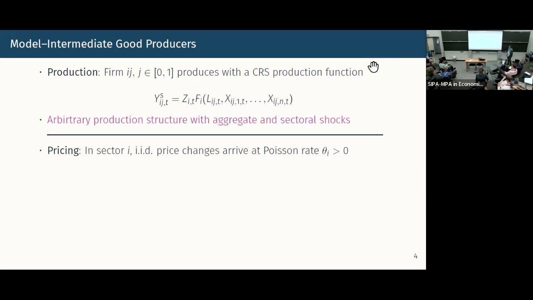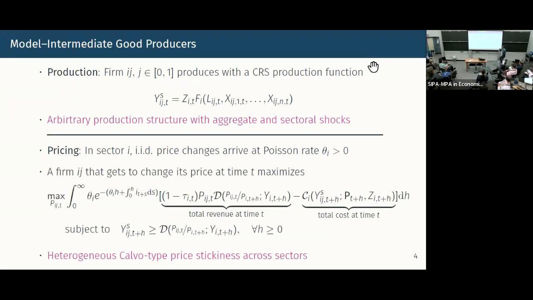Then pricing is going to be subject to a Calvo friction: in every sector, IID price change opportunities arrive for these monopolistically competitive firms at a Poisson rate theta_i. And again, I'm going to allow these theta_i's to vary across sectors to capture different price stickiness. So what do these firms do when they're choosing their prices? They consider the fact that when they choose a price, they're going to be stuck with that price in the future. So that's why the pricing decision is forward-looking, like the textbook Keynesian model.